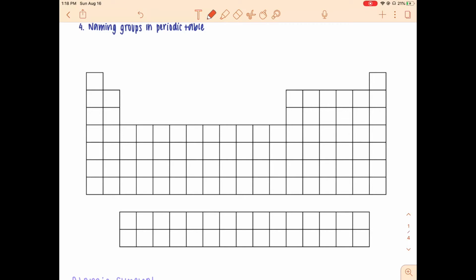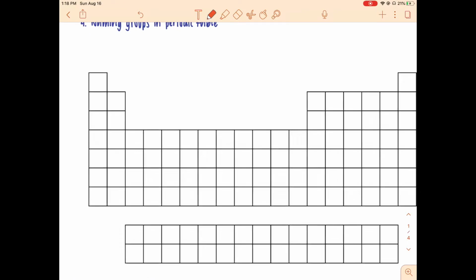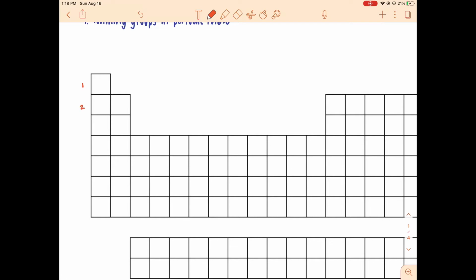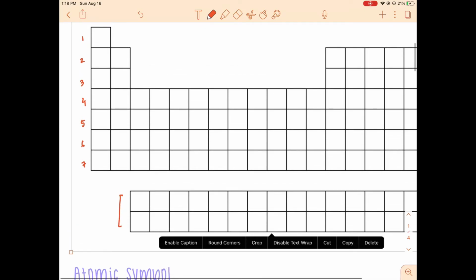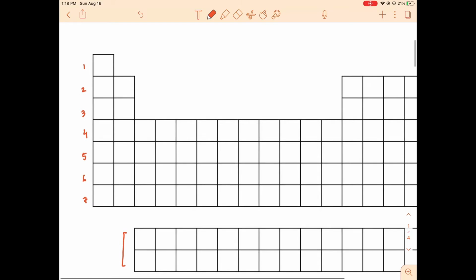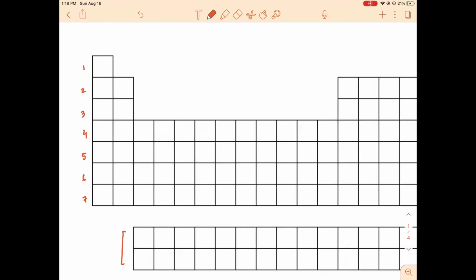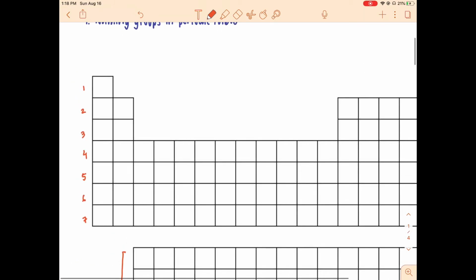There are rows and columns, as you can see, and I'm going to go ahead and number the rows. There are 7 rows. You are probably wondering about the 2 rows at the bottom. Those are series, and I'll come back to that a little bit later. Those are not actually counted as part of the rows in the periodic table. But then we have 18 columns, so I'm going to go ahead and number those out. The columns are called groups and families. And again, I don't know if I mentioned this, but the rows are called periods. So I'm going to go ahead and number them.